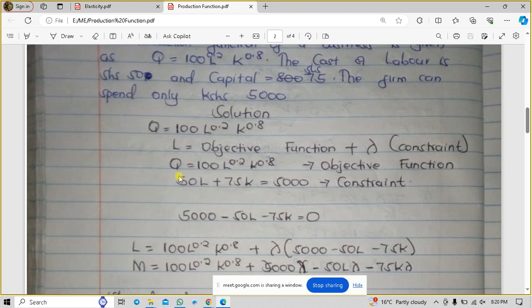You just carry this, take it to the other side, it becomes a minus. Carry this again, take it to the other side, it becomes minus 75K, and then you say equals 0.